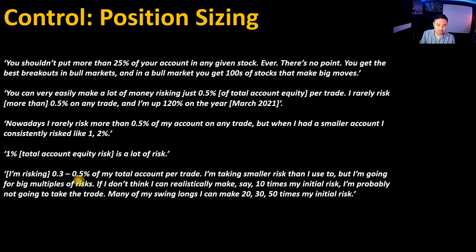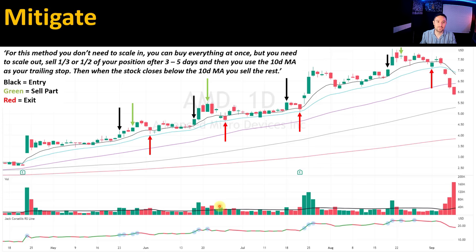I'm taking smaller risks than I used to, but I'm going for big multiples of risk. If I don't think I can realistically make, say, 10 times my initial risk, I'm probably not going to take the trade. Many of my swing longs, I can make 20, 30, 50 times my initial risk. Now we're going to go on to the risk mitigation part. So we've looked at identify, we've looked at control, we're now on to risk mitigation.